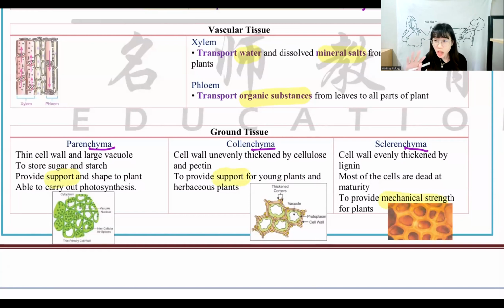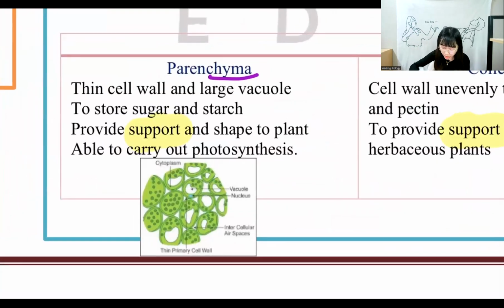Mechanical strength is also support. All of them provide support. Parenchyma tissue is the most special one because parenchyma tissue has thin cell wall and large vacuole. The vacuole is bigger because they can store more sugar and starch.